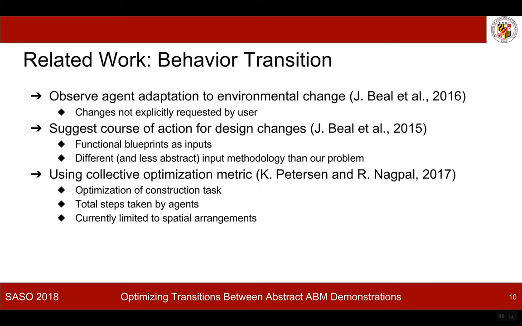Beal also provided a way to include functional blueprints as inputs. This is different, but a less abstract input methodology than our problem requires. Finally, Peterson and Nagpal in 2017 looked at optimizing a construction task based on the number of total steps taken by an agent. But this work was limited to spatial arrangements.